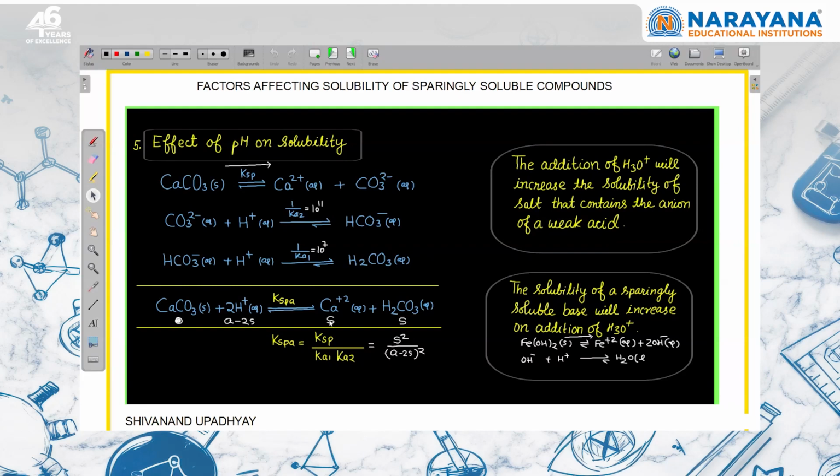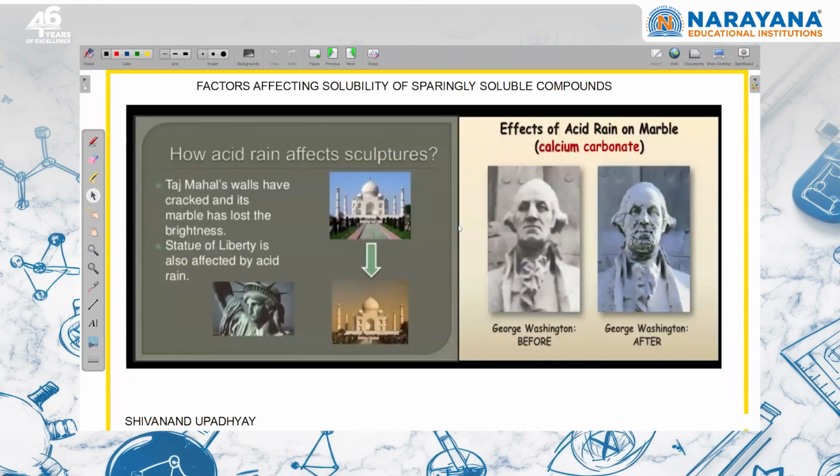So if we add and write, this will be the concentration of different chemical species at equilibrium. So the addition of H3O plus will increase the solubility of a salt that contains an anion of a weak acid, or the solubility of a sparingly soluble base will increase. Suppose ferrous hydroxide is there and we are adding H plus ion or acid to it. Because of consumption of OH minus ion, this reaction will move in the forward direction. So there are many questions based on this. One by one we are going to solve.